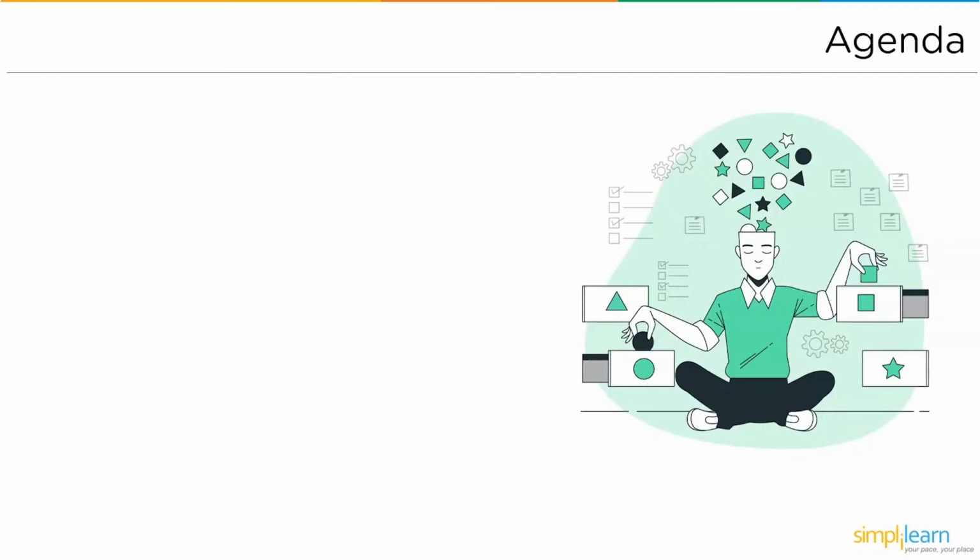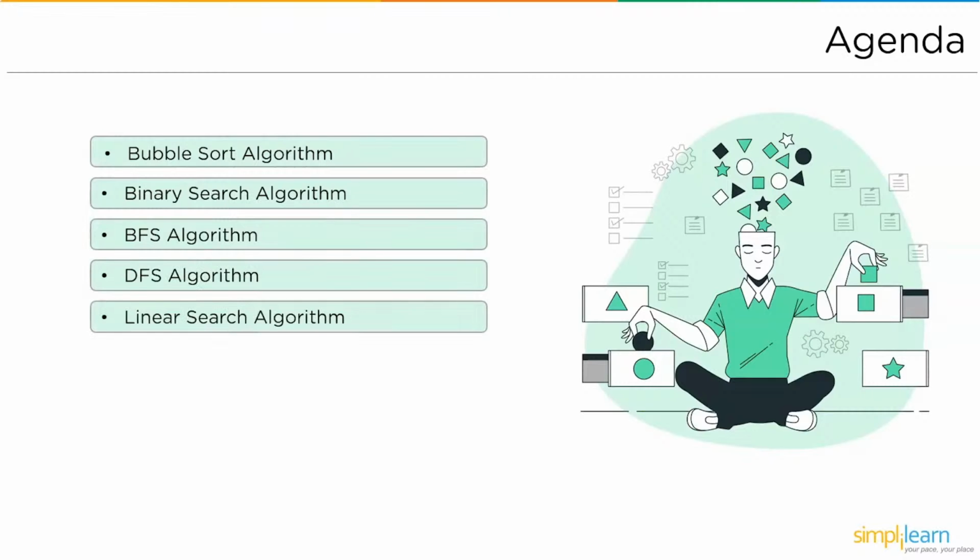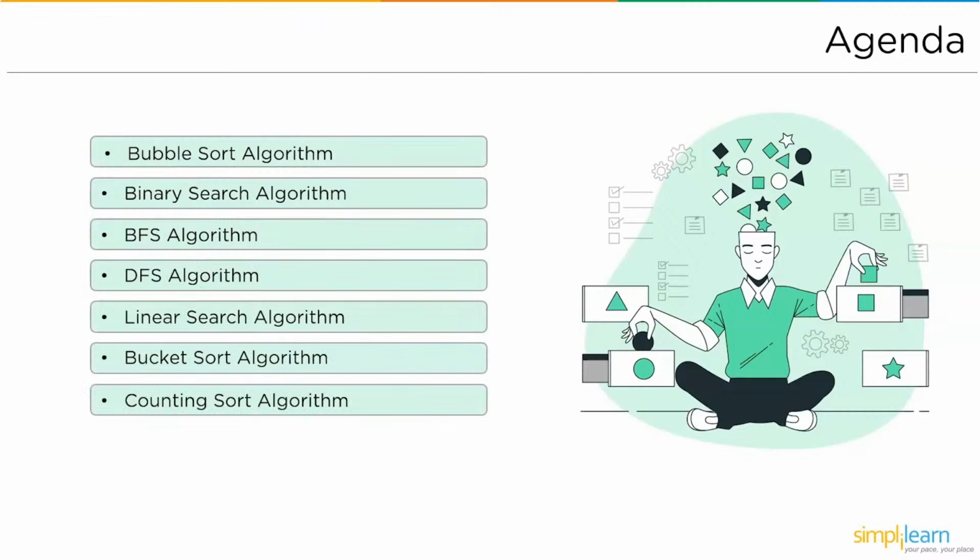We will begin our session with bubble sort. Bubble sort is majorly used for teaching the basics of sorting algorithms. Then, we will discuss the binary search algorithm, which is usually used for searching a large dataset. After that, we will dive into the BFS algorithm. The BFS or breadth first search algorithm is used for GPS navigation.